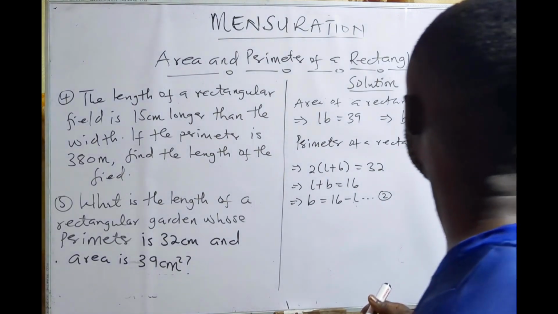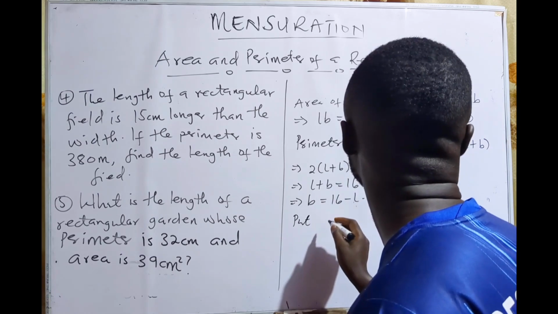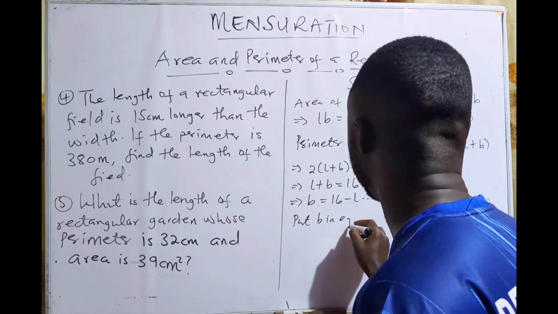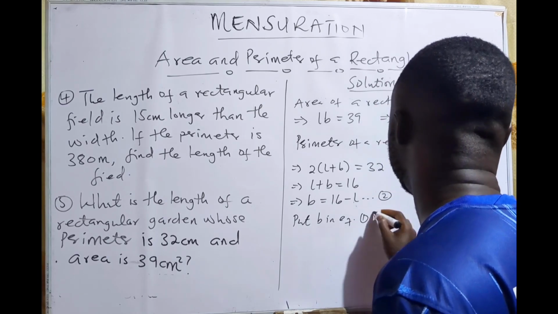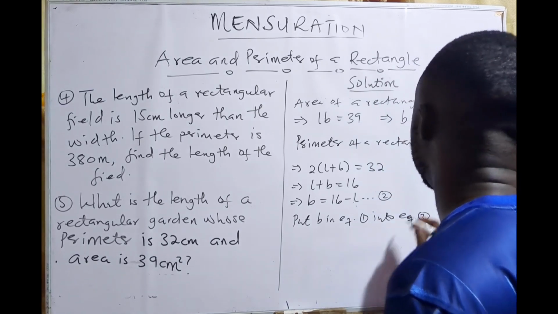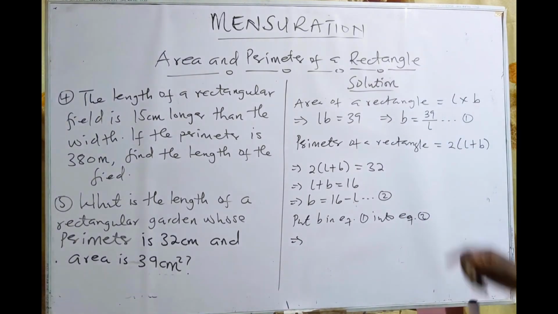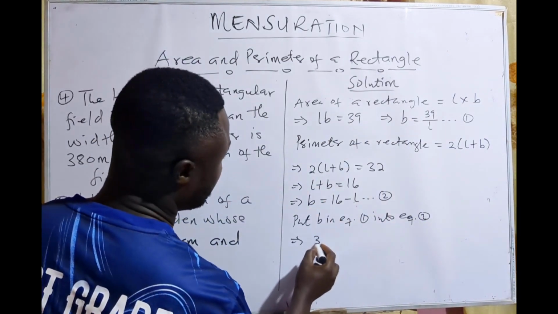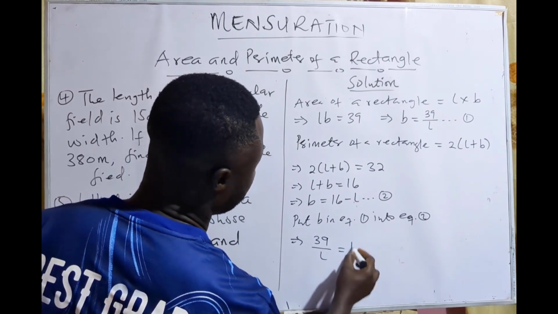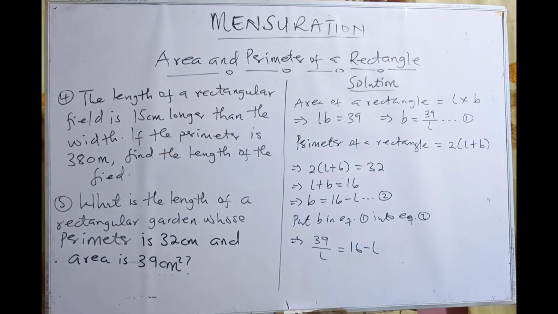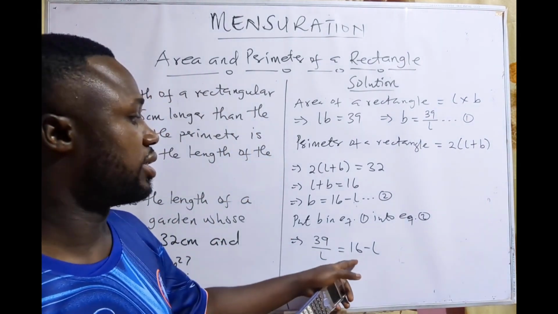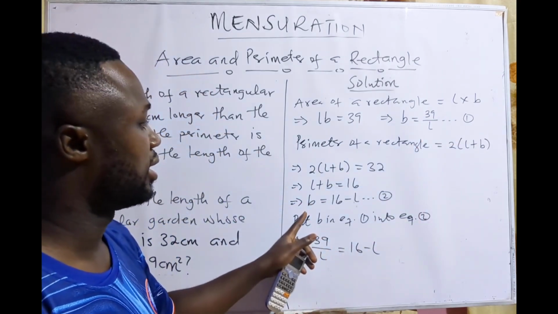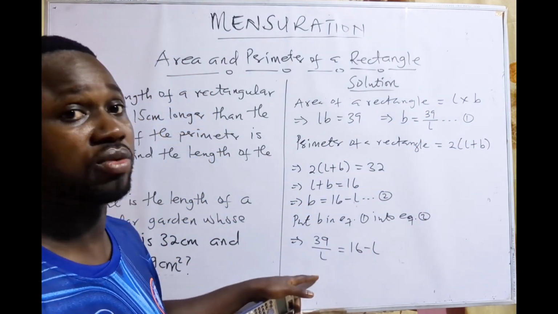So what you can say is that we put B in equation 1 into equation 2. In equation 1, B is 39 over L, so we are substituting into equation 2: 39 over the length is equal to 16 minus the length. So we substitute the breadth in equation 1 here into equation 2, and then we get this particular equation here.